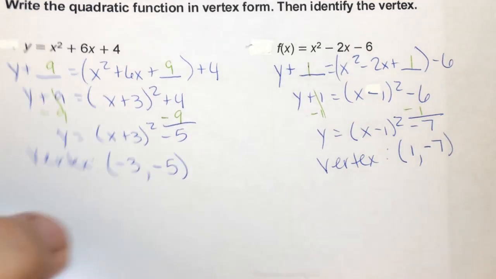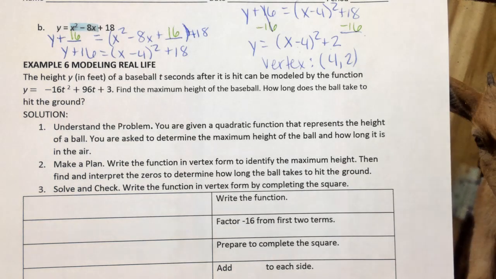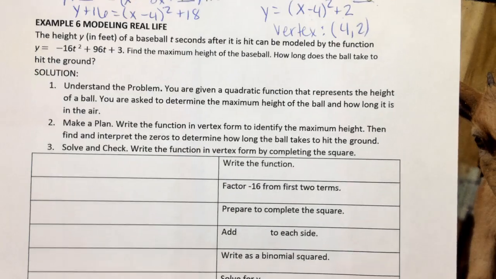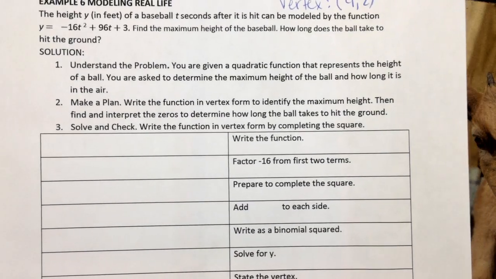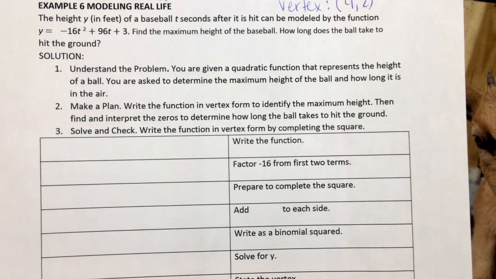All right, I think we may just have one question left, and it's a word problem. There are no self-assessments to go with this. All right, the height y in feet of baseball t seconds after it is hit can be modeled by the function given. Find the maximum height of the baseball. How long does it take to hit the ground? So I kind of put some things on how you could look at this.